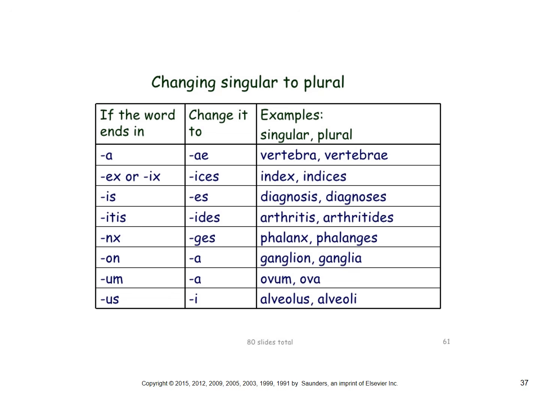And then if the word ends in US, you change it to I. So alveolus, which are the little microscopic sacs in our lungs that allow us to breathe. Alveolus is one, alveoli is many.